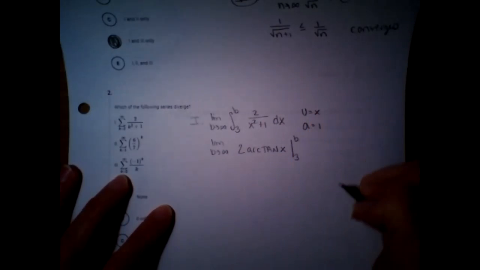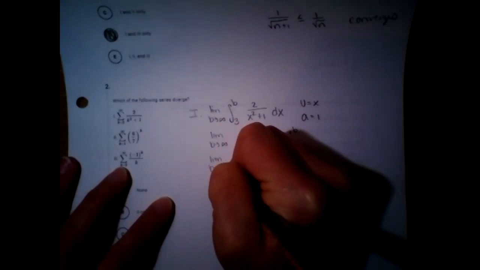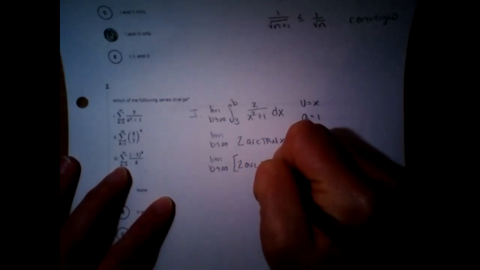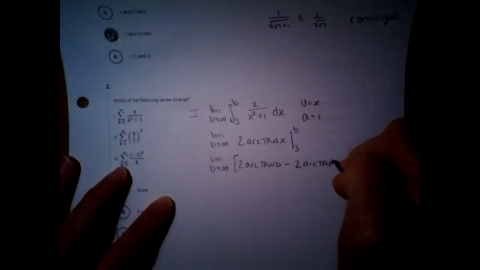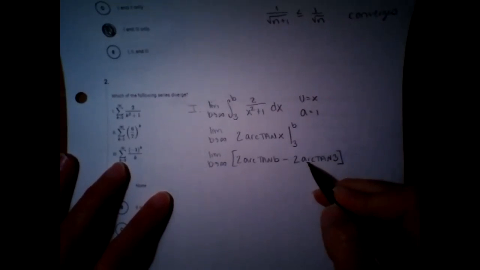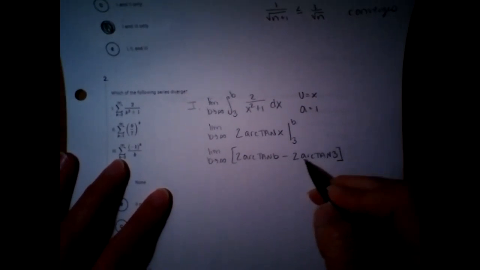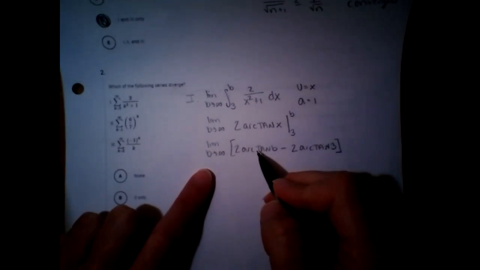Right? Such that from 3 to b. And so we're going to do upper boundary minus lower boundary. So that would be 2 arctangent of b minus 2 arctangent of 3. Now, I don't know what arctangent of 3 is, but I know it's some number. And if I were going to type this in the calculator, I could get some decimal for that. I don't know what it is off the top of my head, but I know that it's some value. And then lastly, we're going to do this limit to infinity.